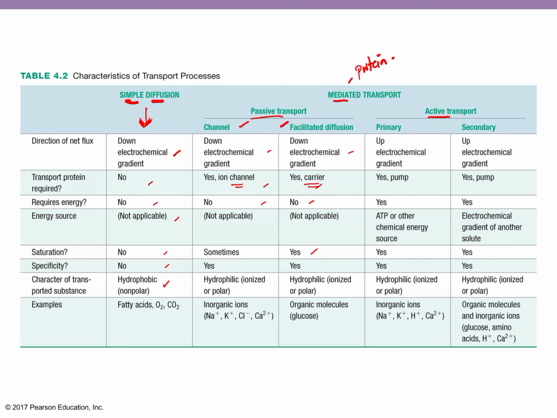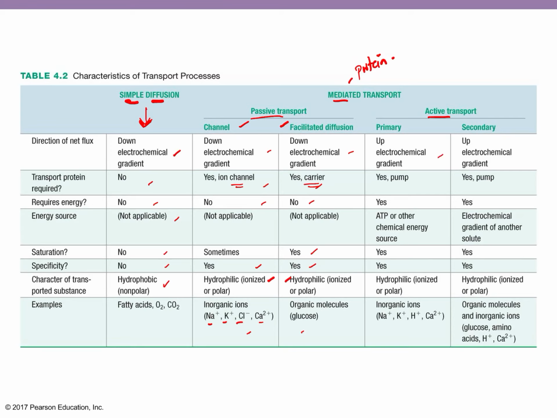Sometimes channel proteins can get saturated, but we looked at how facilitated diffusion becomes saturated. Is there specificity? Yes, right? Channels and facilitated diffusion, those proteins, anytime you have a protein, it's specific. And the characteristics of these things, sorry about that. So channels are usually put in place, and facilitated diffusion as well, to move substances that don't usually cross the plasma membrane. So hydrophilic substances, either they're ionized or they're polar. And these are some examples of things that move through channels and things that move through facilitated diffusion. So channel proteins, any ion, they move through ion channels.